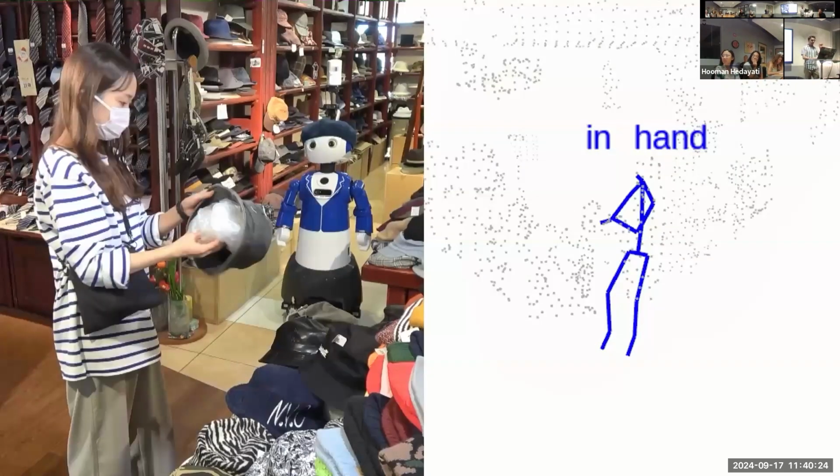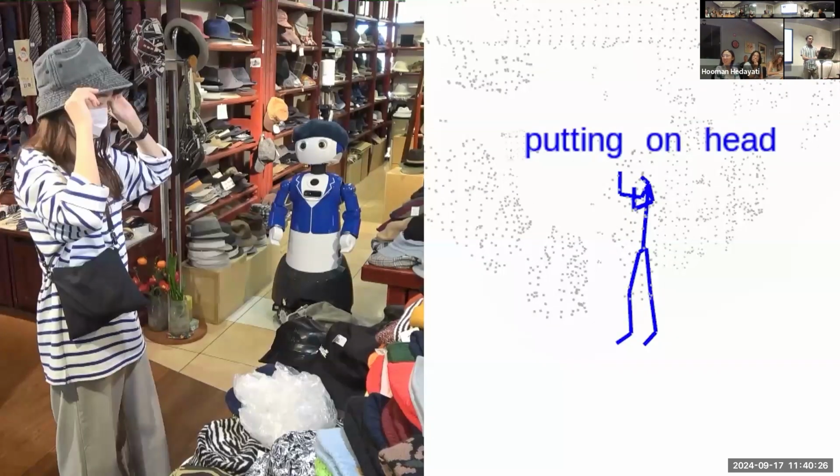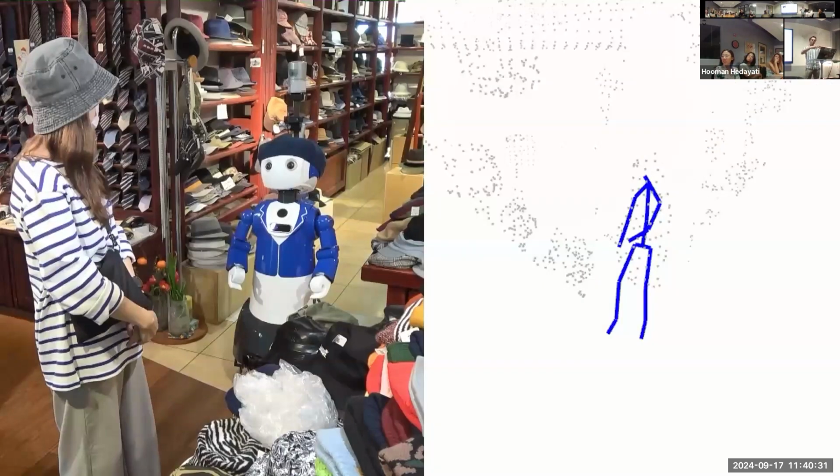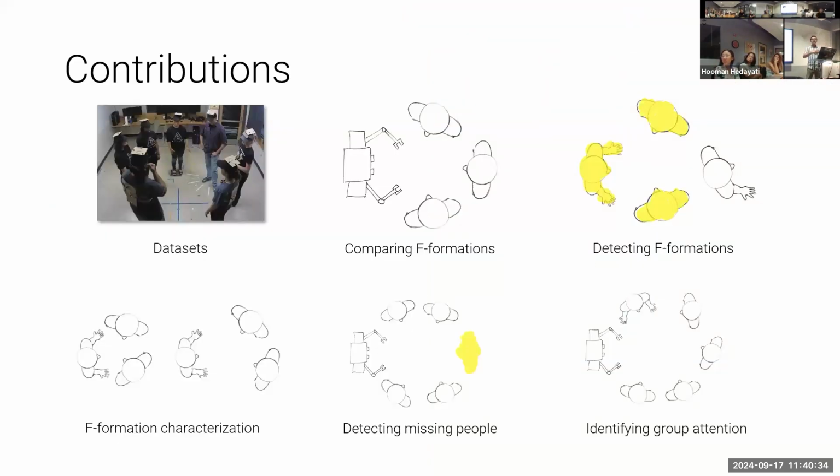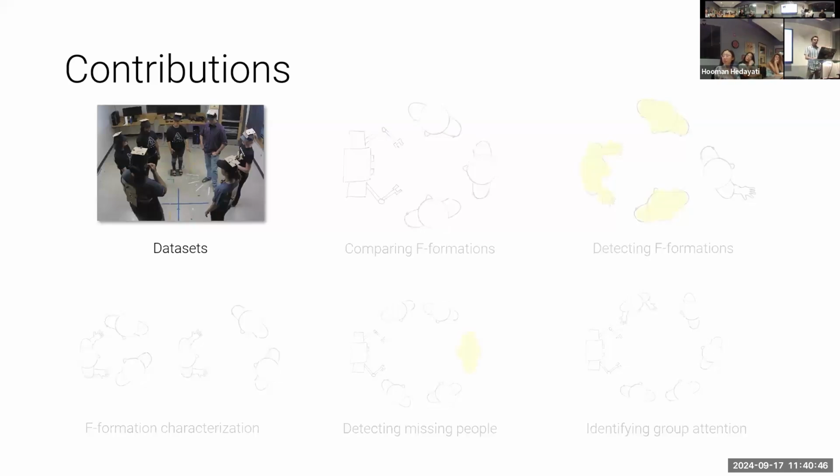So the contribution for this part was to understand how people make a group and a conversation, and the challenge was how the robot should approach people, and how to interpret and predict human behaviors. So first, we needed to create a data set to understand whether people form different formations or settings while they're working with a robot.